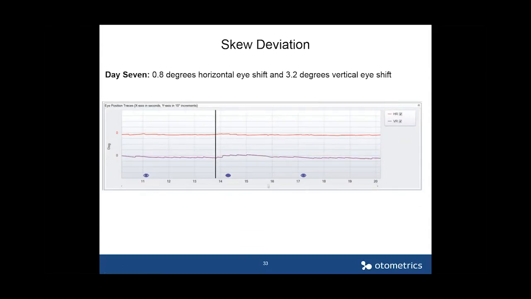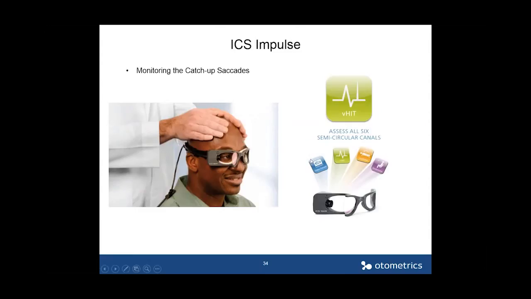Then by day 7, there was only a 0.8-degree horizontal eye shift and a 3.2-degree vertical eye shift. So even the skew deviation was improving by day 7 as well. So that's the oculomotor information for spontaneous gaze and skew deviation.